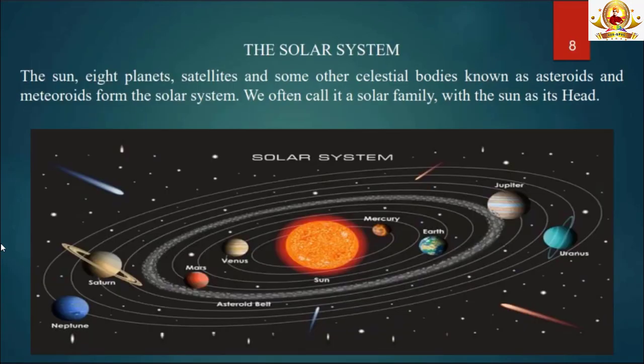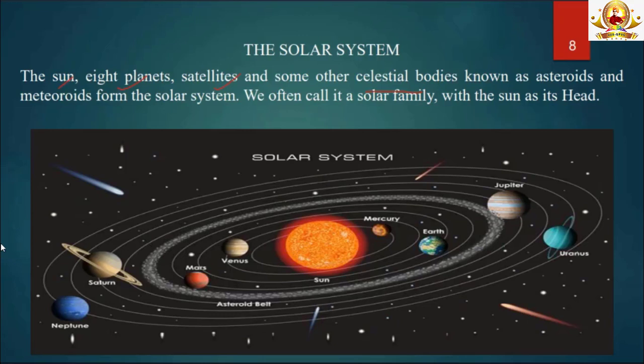Now let's see the bigger picture. There are celestial bodies, there are planets, there is the sun, there is the moon, there are other moons of other planets. Then what is all this called? All this together is called the solar system. The sun, the planets, satellites, and some other celestial bodies known as asteroids or meteoroids, which we will discuss later, are called together a solar family, of which the sun is the head, and together they are called the solar system.